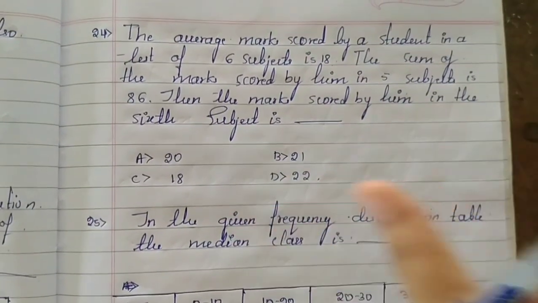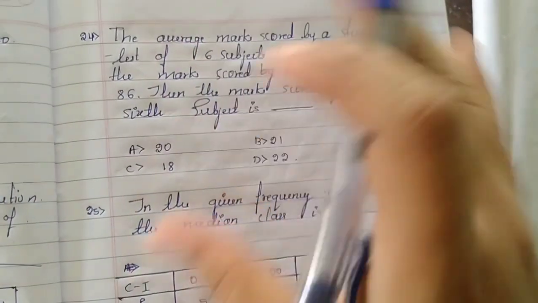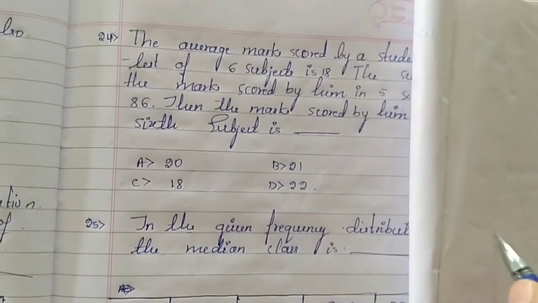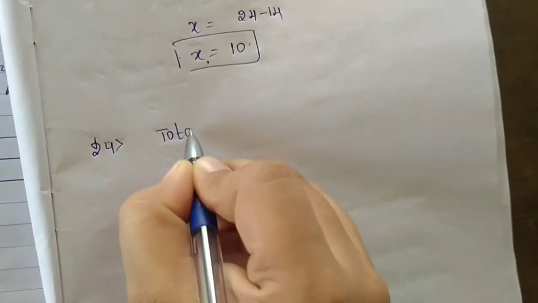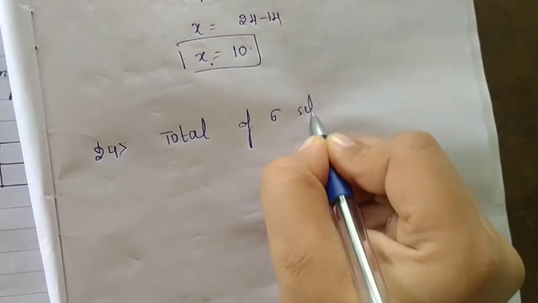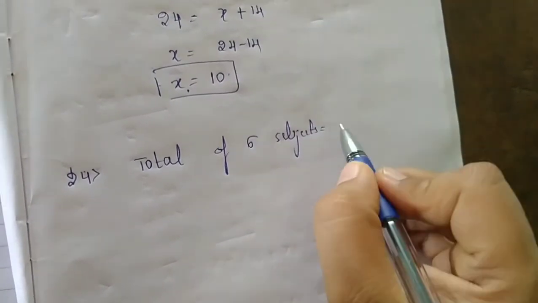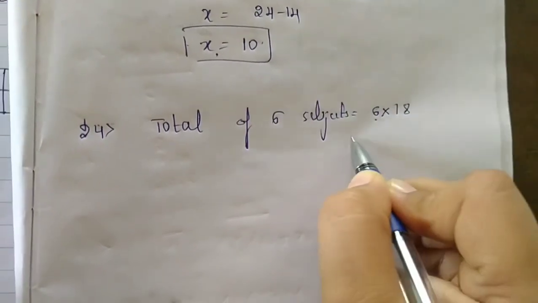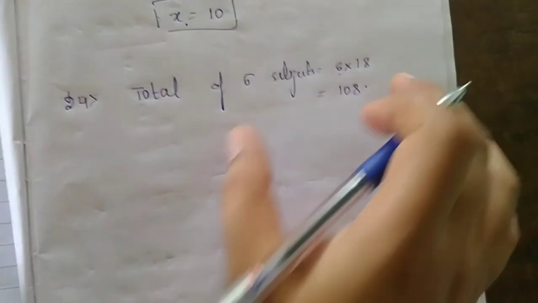So you have to calculate the average marks scored by the student in all subjects, which is 18. So first you have to calculate the total of 6 subjects. They have given the average marks of a subject, so you can easily calculate for 6 subjects, that is 6 into 18. That will be equal to 108. This is the total marks of 6 subjects.